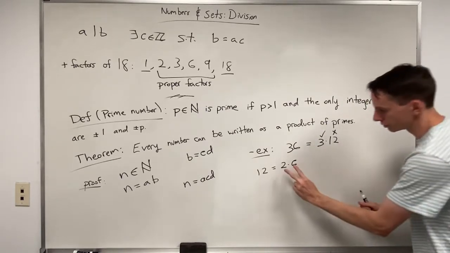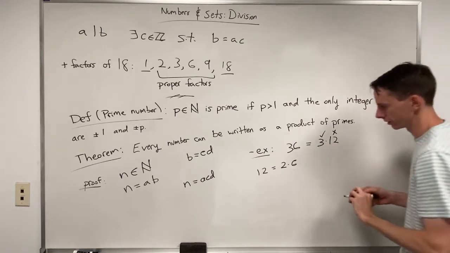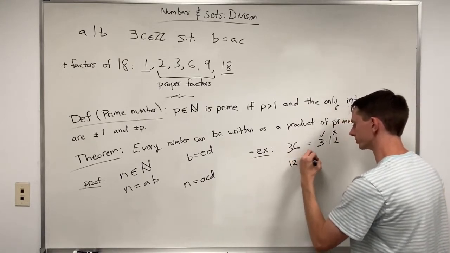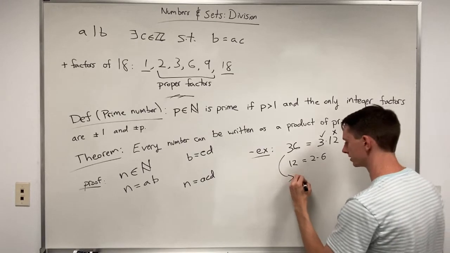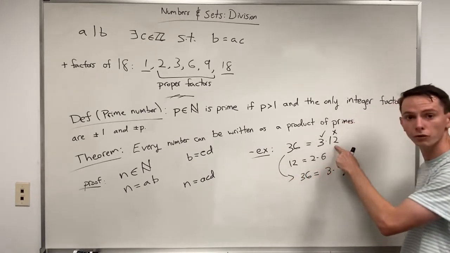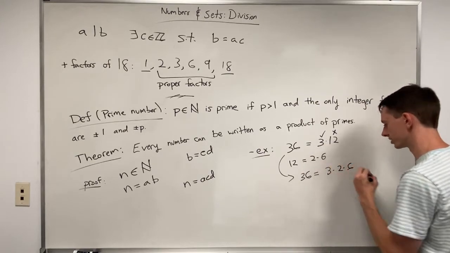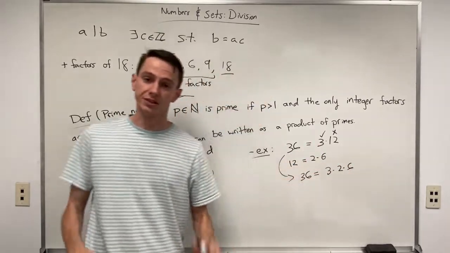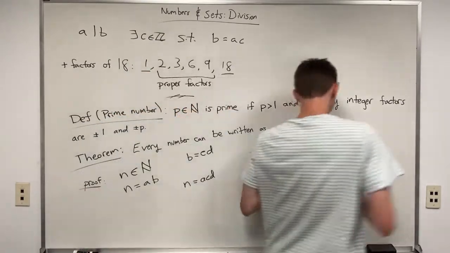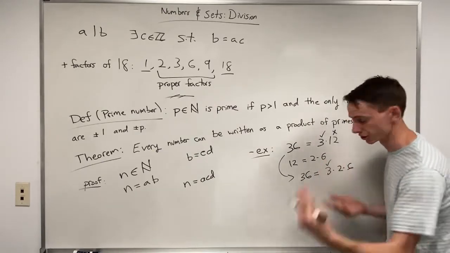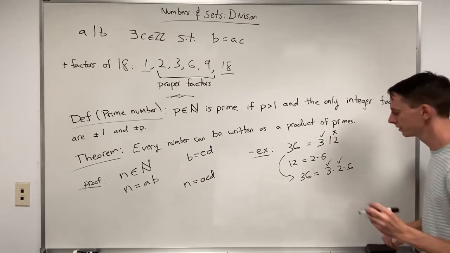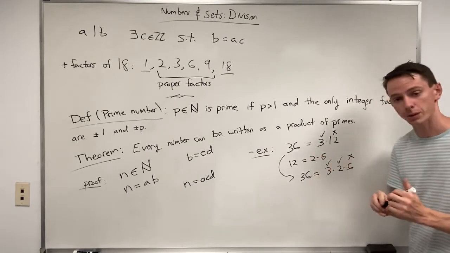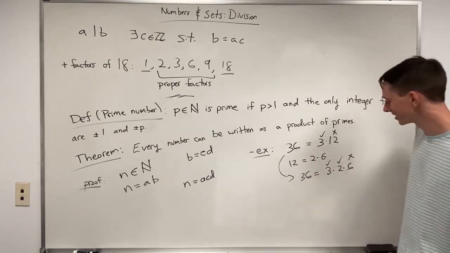So if we were to substitute this back in for our product right here, we would say that 12 equals 2 times 6. So now we can substitute that back in and say that 36 is equal to 3 times 12, which is this product, 3 times 2 times 6. And then we just apply the same process. We go number by number and say, is it prime or is it not prime? The number 3 is prime, so that's good. Number 2 is prime, so that's good. The number 6, unfortunately, is not prime. So 6 is what's preventing this entire product from being a product of primes.